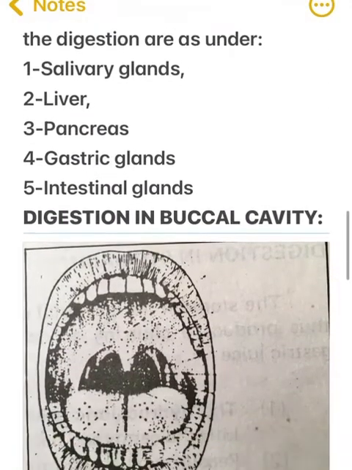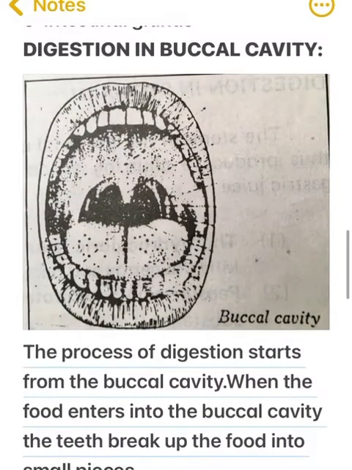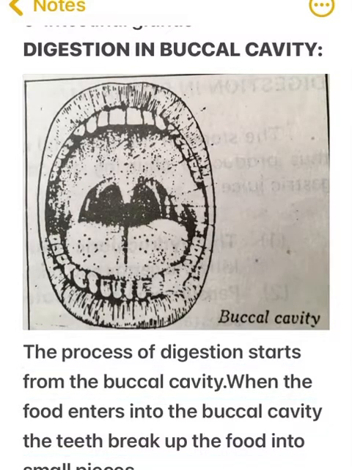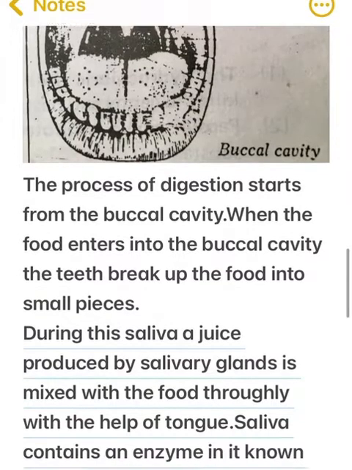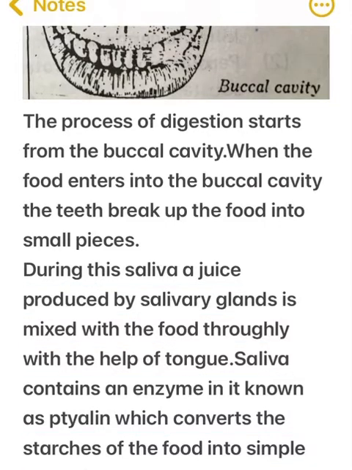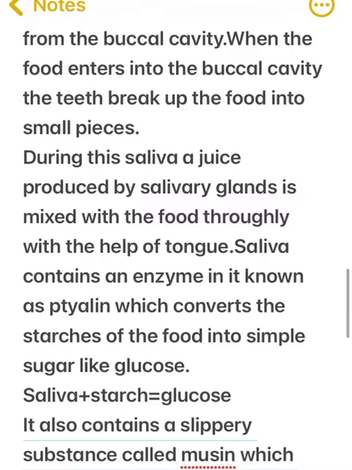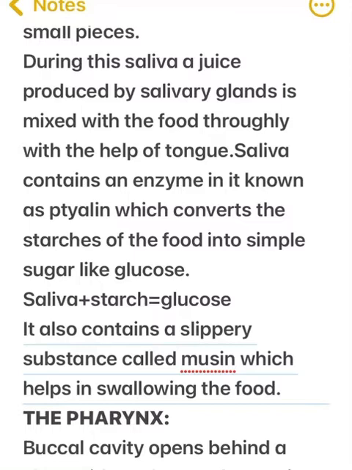Digestion in the buccal cavity. The process of digestion starts from the buccal cavity. When the food enters the buccal cavity, the teeth break up the food into small pieces. During this, saliva produced by the salivary glands is mixed with the food thoroughly with the help of the tongue. Saliva contains an enzyme known as ptyalin, which converts the starches of the food into simple sugar like glucose. Saliva plus starch equals glucose. It also contains a slippery substance called mucin, which helps in swallowing the food.